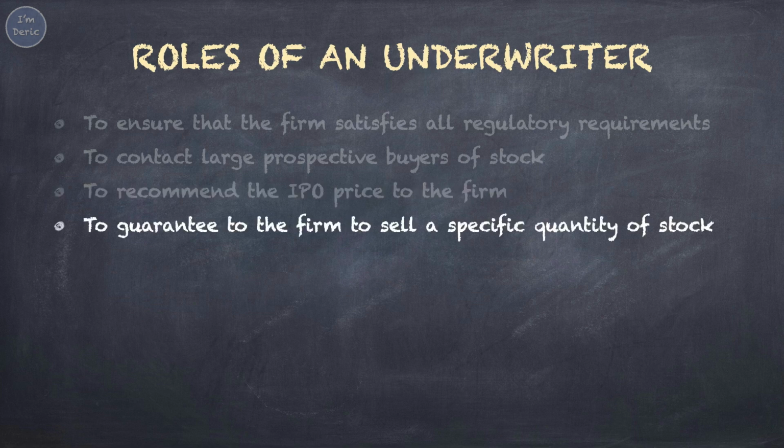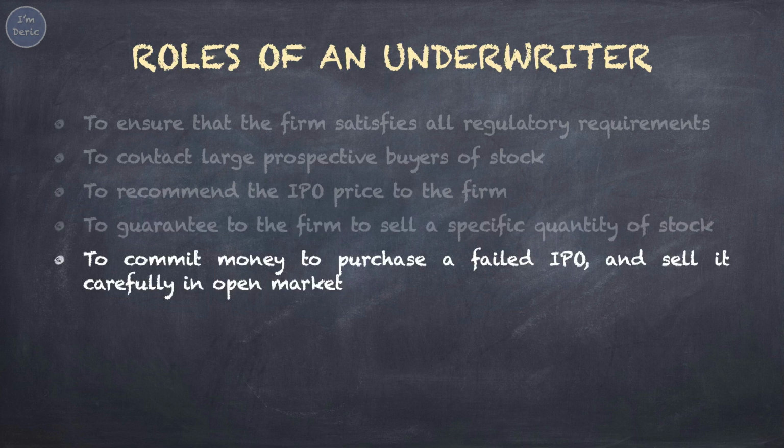The underwriter usually provides a guarantee to the firm to sell a specific quantity of stock during the IPO process. If the underwriter fails to convince prospective investors to buy the shares, the underwriter must buy the surplus shares itself. To avoid having to commit a large amount of money to a failed IPO, the underwriter must work especially hard to sell all available shares.